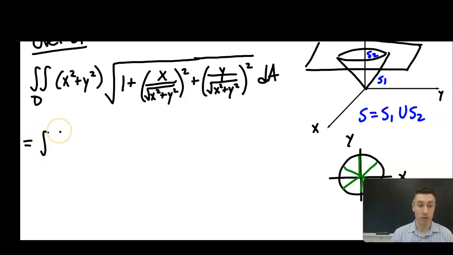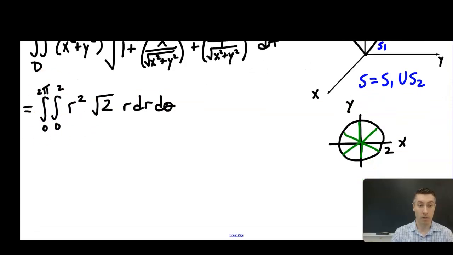So we can convert this to polar while we're simplifying here. So it's going to be the double integral. x squared is r squared. And then you'd have x squared over x squared plus y squared plus y squared over x squared plus y squared. That's going to be 1. Plus 1 is 2. So this is just going to be square root of 2. dA becomes r dr d theta because we are converting to polar. We didn't use a polar type parameterization. And then we're going 0 to 2, 0 to 2 pi.